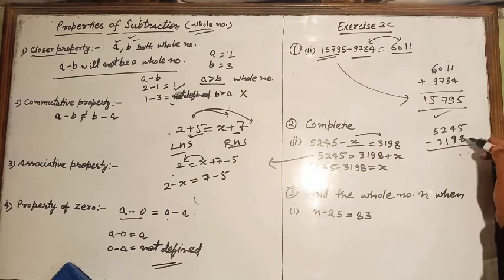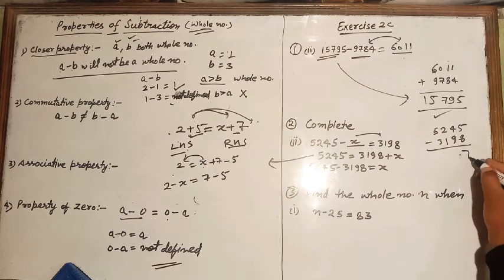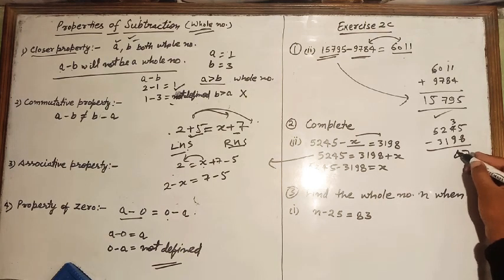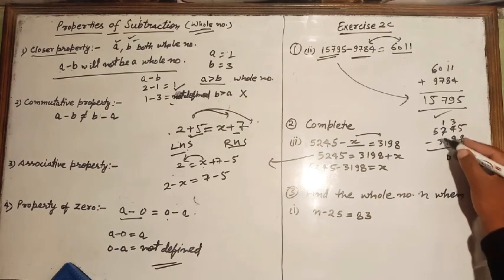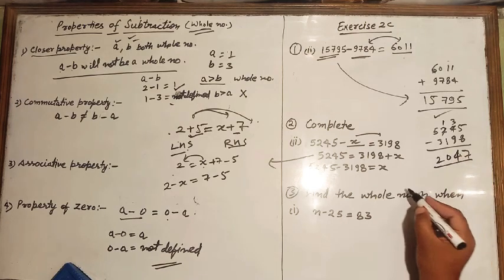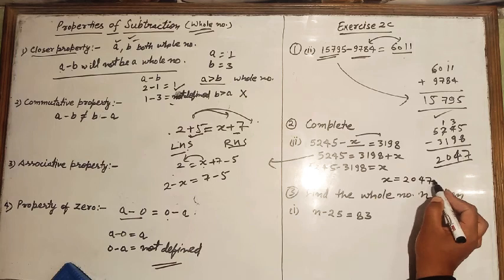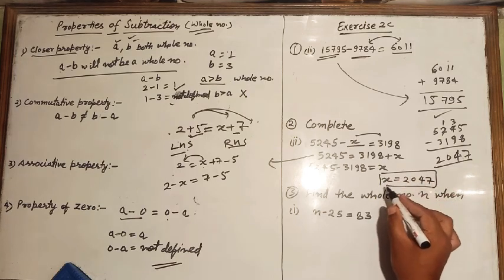So 15 minus 8, what will be the answer? 7. Now here it will be 3. 13 minus 9, what will be the answer? 4. Now it will be 1. 1 minus 1 is 0. 5 minus 3 is 2. So our answer, the value of x, will be 2047. Like this we can do.